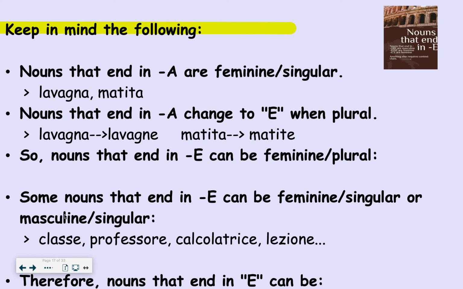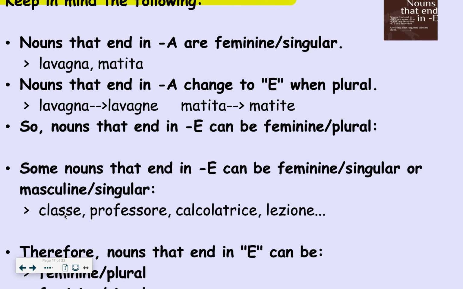Okay, so keep in mind the following information. So we looked at some nouns that end with the letter A, like lavagna and matita. Those nouns, when they become plural, the A changes to an E. Lavagna becomes lavagne. Chalkboard becomes chalkboards. Matita becomes matite. Pencil becomes pencils. So with that information, you can see that nouns that end with the letter E can be feminine plural.